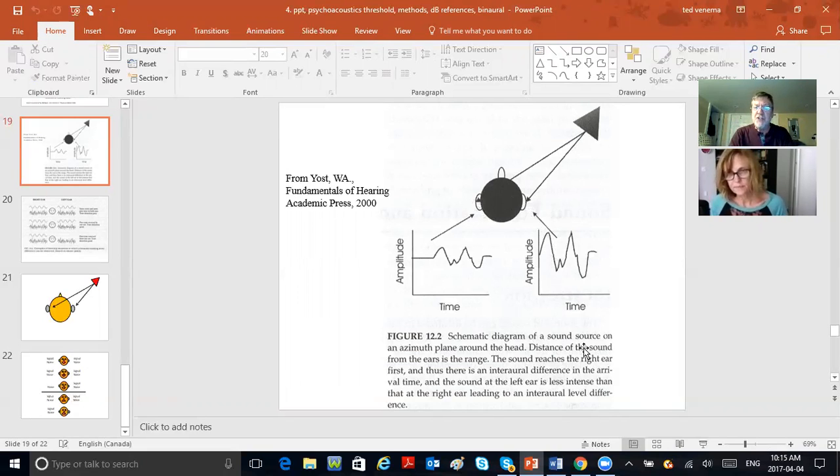So the sound reaches the right ear first, and so there's an interaural difference in the arrival time. And the sound at the left ear is less intense than that at the right ear, leading to an interaural level difference or intensity difference.